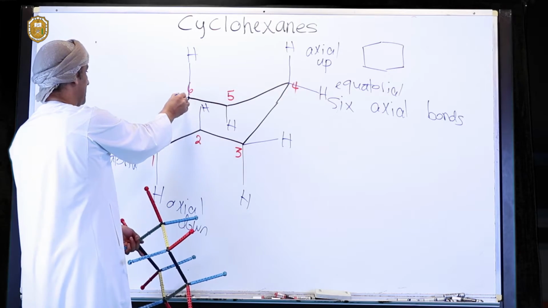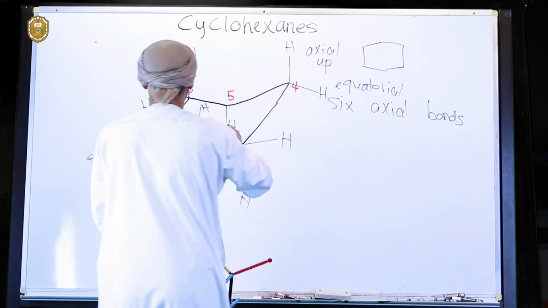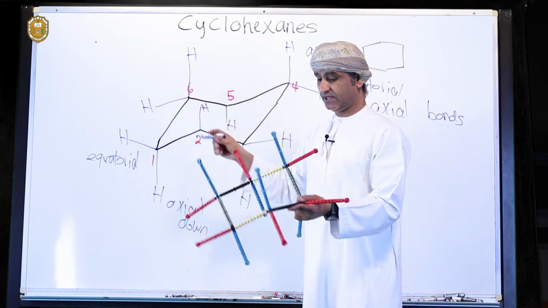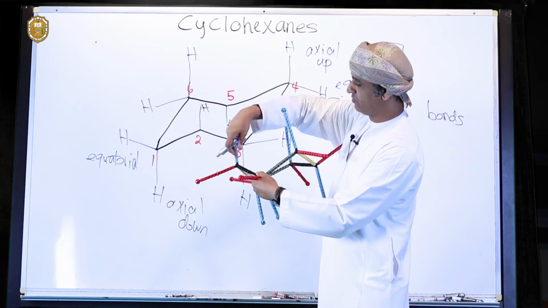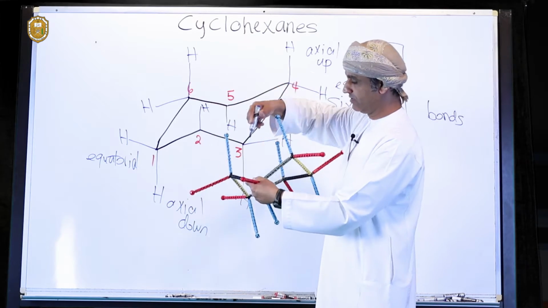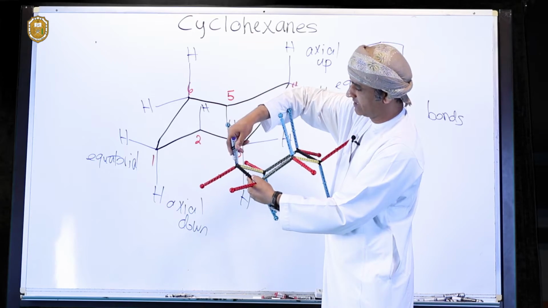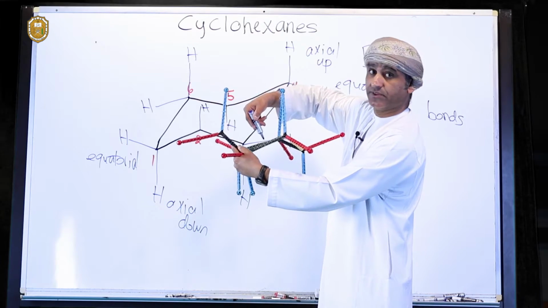We can draw another one here, the carbon-hydrogen bond on C6. If you look at that one, you will see it's also parallel with the green ones. So this bond is parallel with that, which is parallel with that as well.